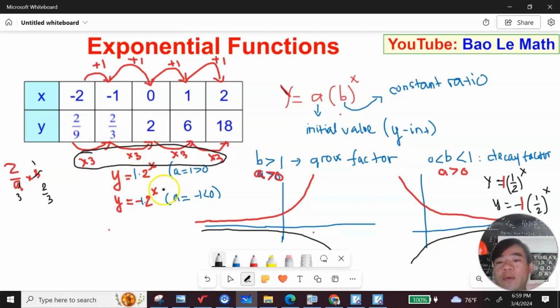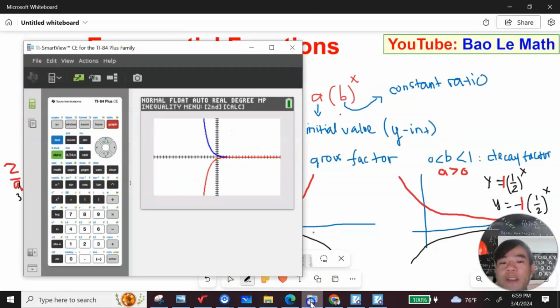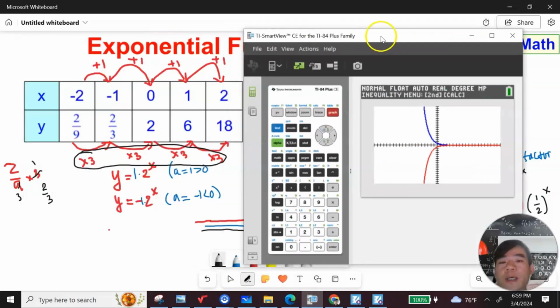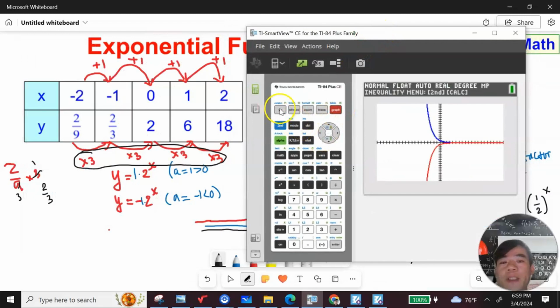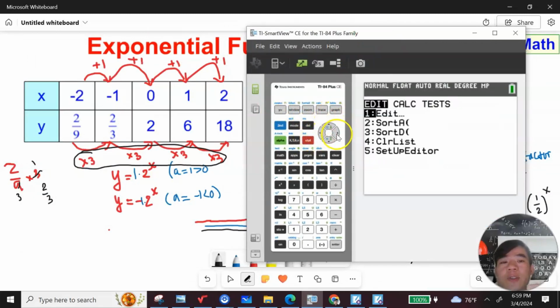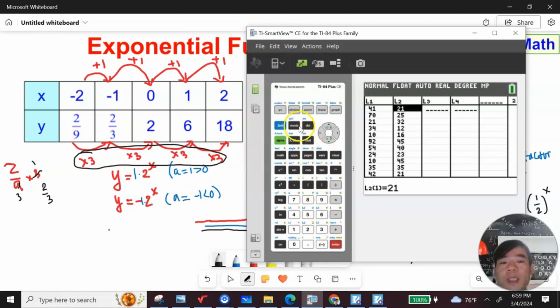Alright, so we're gonna bring up the calculator to find an exponential function, okay? So we have this one right here. We hit STAT, go to 1 Edit. And then go to L1 right here. We need to clear the table. Clear. Go to L2, clear the table, go down. Now L1 is gonna be negative 2, negative 1, 0, 1, 2.